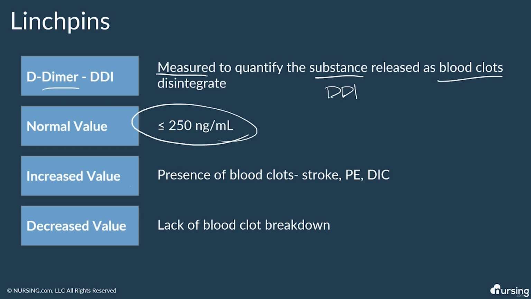We'll see an increase in this value in the presence of blood clots because the body is trying to take care of them. We see blood clots in ischemic strokes, in the case of a pulmonary embolism, and of course, DIC and DVT. A decreased value will be when there's a lack of clot breakdown. So this could be a disease, a disorder, or just a lack of blood clots in general.